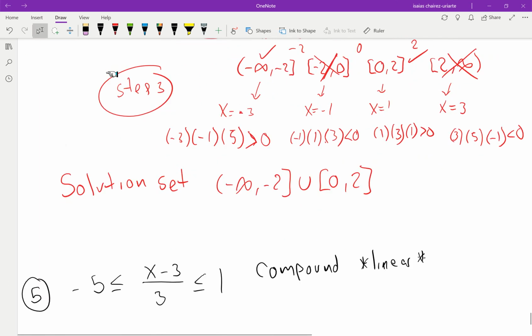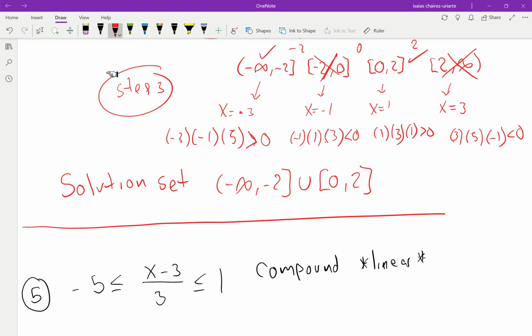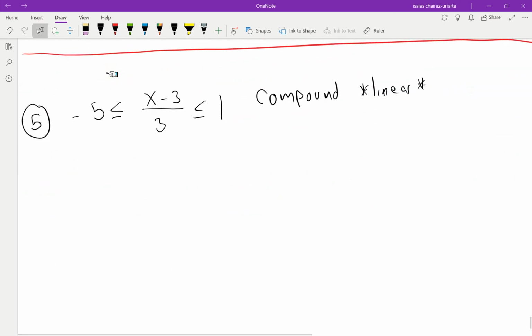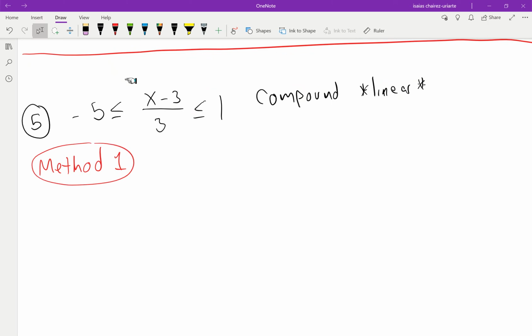All right, last example, last exercise in this section. Sometimes you end up with inequalities that look like this. There are two inequality signs. This is called a compound inequality. And it turns out that this is also linear. There are a couple of ways of tackling this. One way, method 1, would be to just treat it as two inequalities.